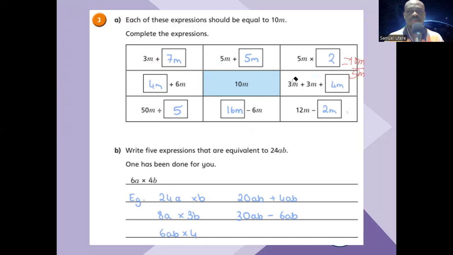Okay, that's another way of thinking about it. And then here are the answers for 10b. So here you were told to write 5 expressions that are equivalent to 24ab. One has been done for you, this one. So remember to have equivalent expressions, you can write them in different forms, and then you can make sure that when you test with numbers, your expression must give the same values. Okay, let's move on.